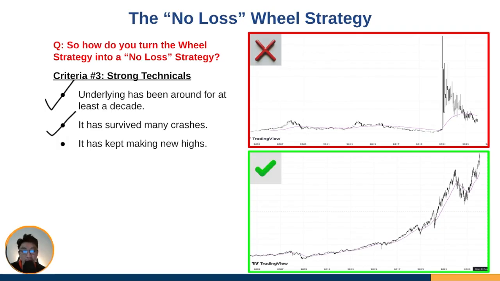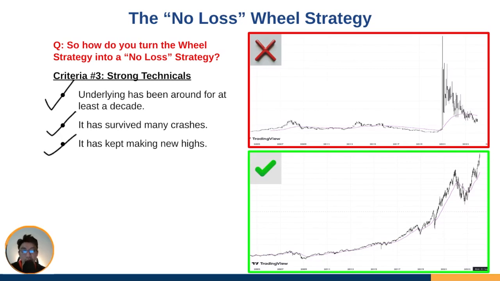And by crashes, I mean those times like the 2008 financial crisis, the 2020 pandemic, the 2022 bear market, and all the other times where there's a crisis, right? Maybe not having to do with the company, like for example wars going on, Middle East wars, or maybe a trade war. With all this, you want to take a look at the chart to see how the company has actually performed under those circumstances, and whether it has kept making new highs.